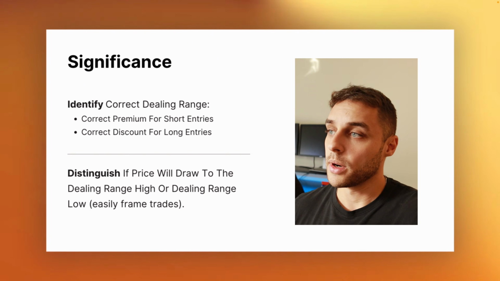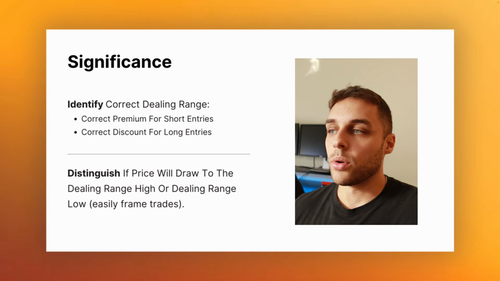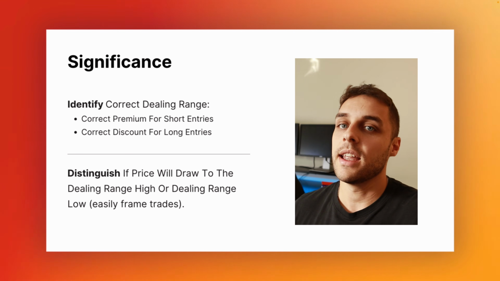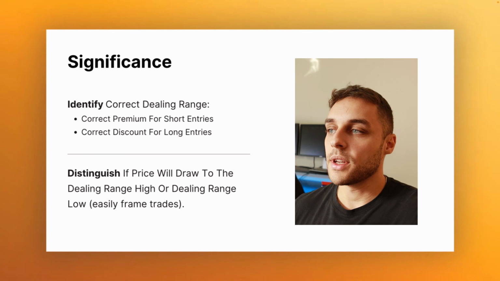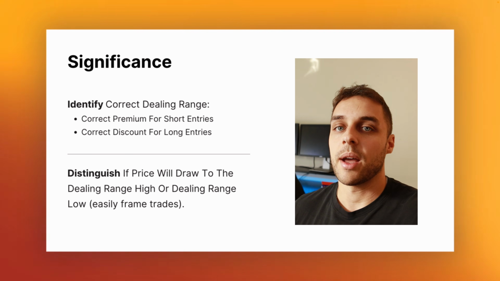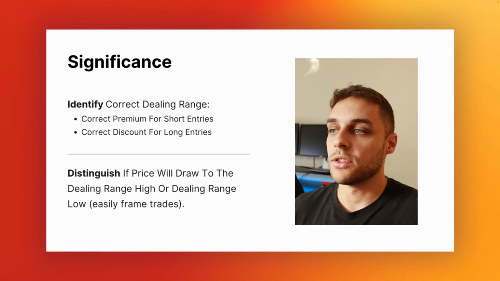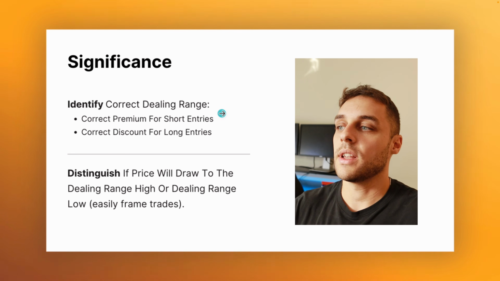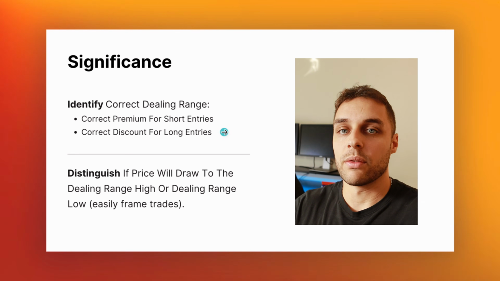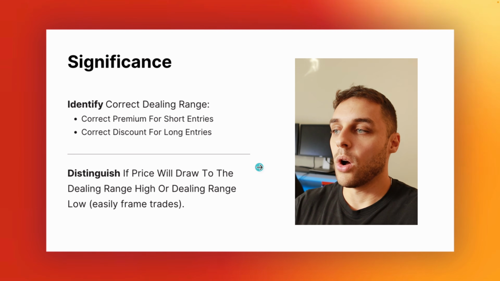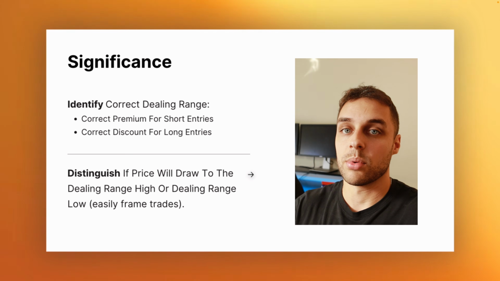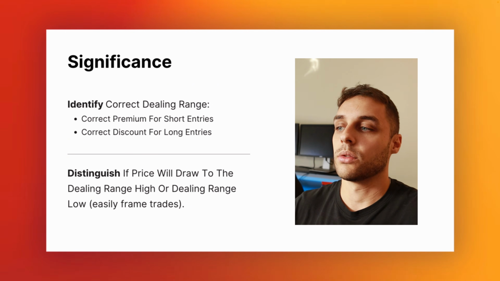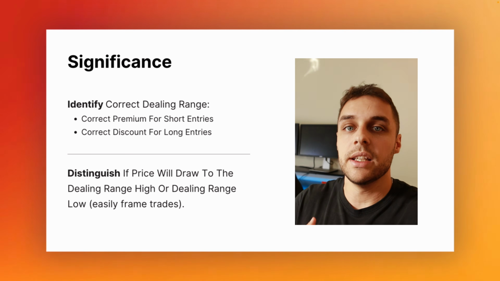So moving forward, significance. Why is it important? Why is it necessary to be able to correctly identify a protected high or a protected low? This helps us identify a correct dealing range that price is currently operating in. Then at that point, we can correctly identify premium for our short entries as well as discount for our long entries. Also, and this is the most important part, this will help us distinguish if price will draw to the dealing range high or the dealing range low, which allows us to easily frame trades.